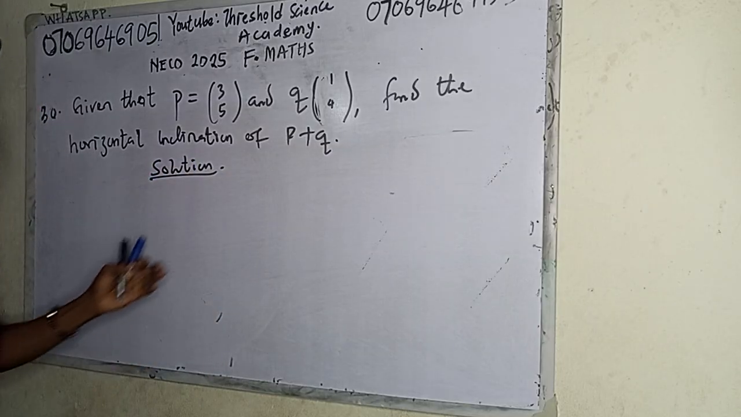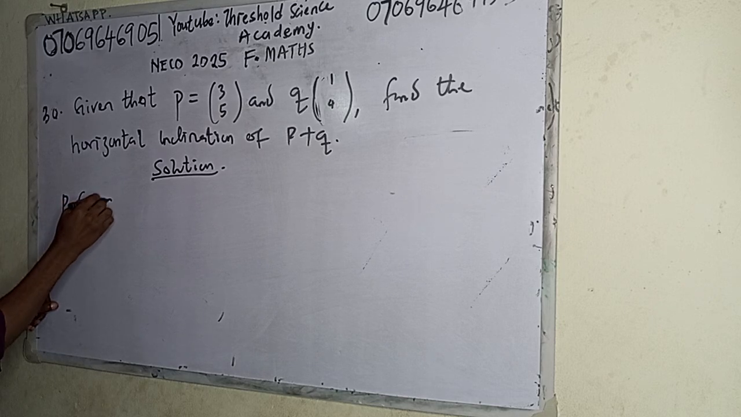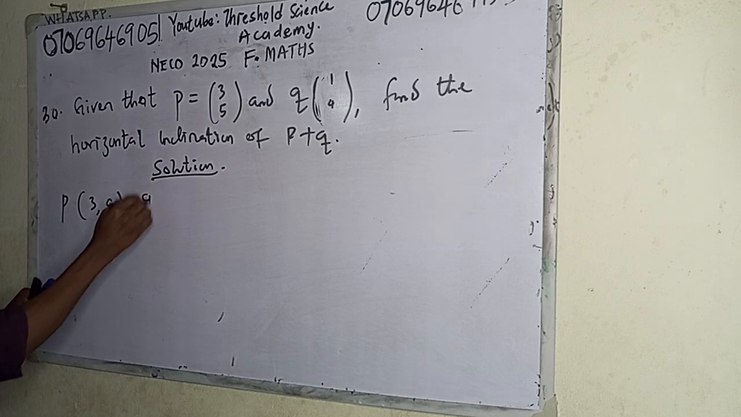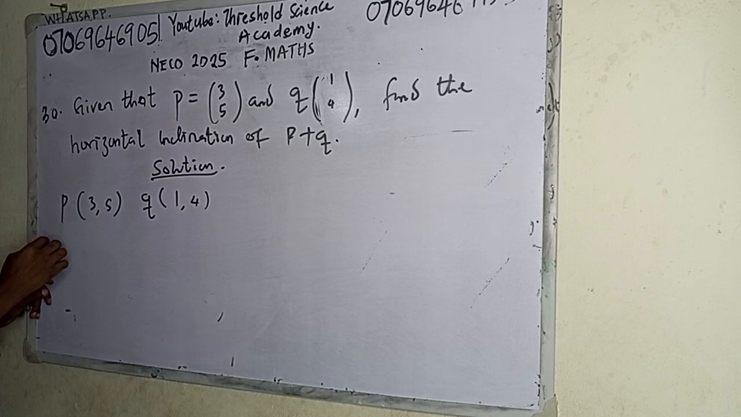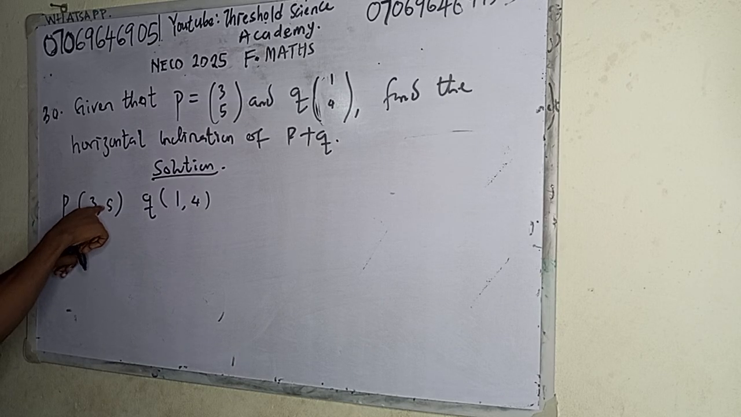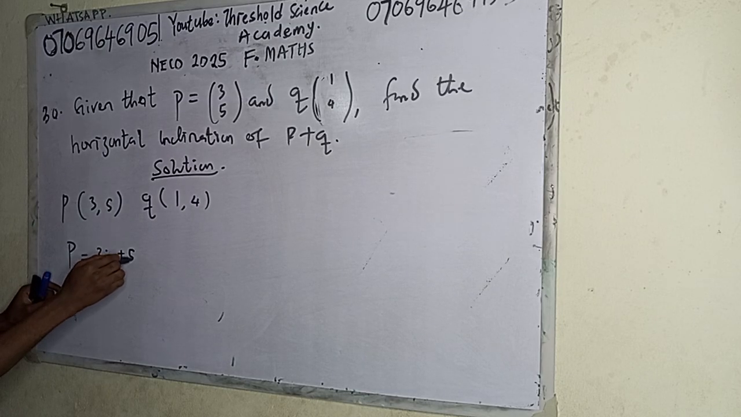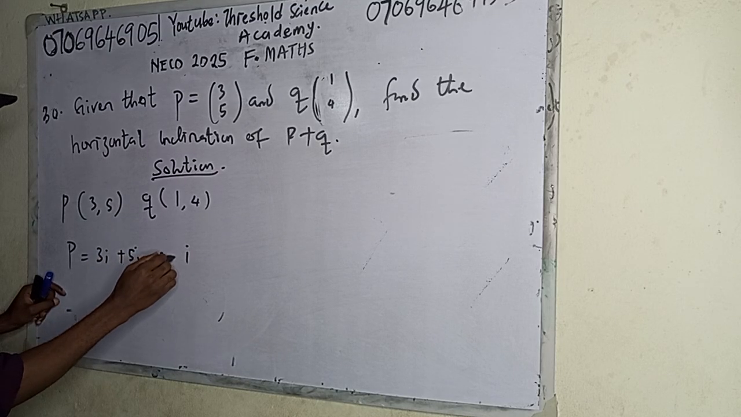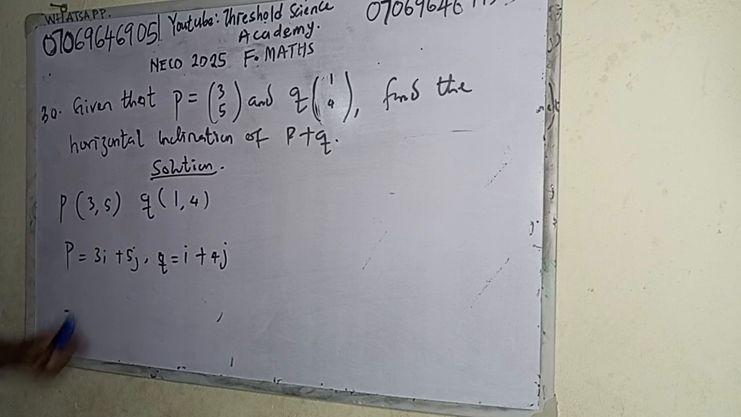So what do you mean by horizontal inclination of P plus Q? First of all, we can rewrite P as (3, 5), and Q as (1, 4). We know that the 3 is going to be 3i and the 5 is 5j. So P is going to be 3i plus 5j, and Q is going to be 1i plus 4j. So we are going to be adding P plus Q together.